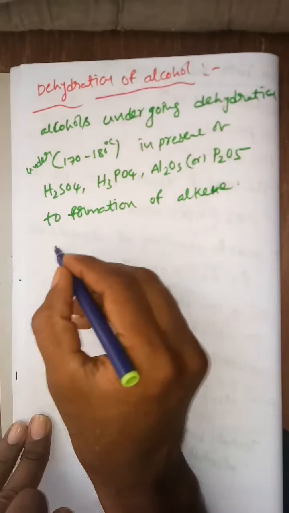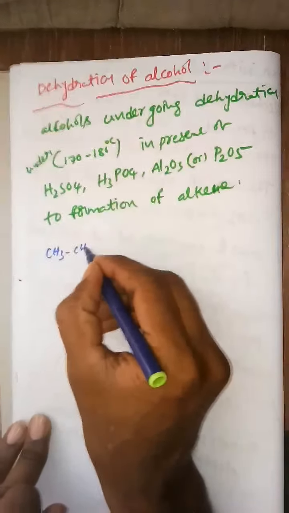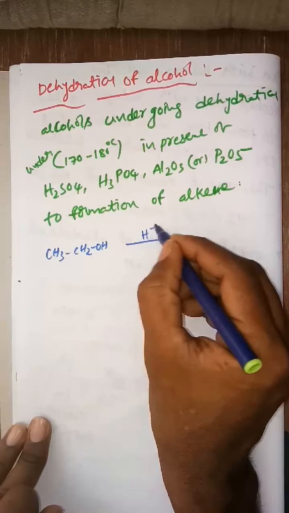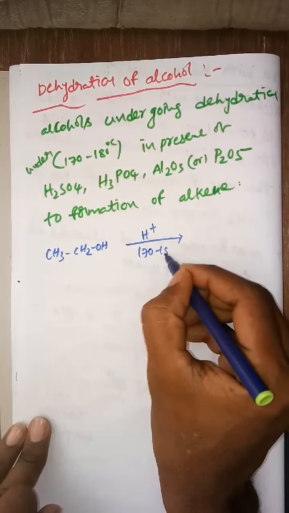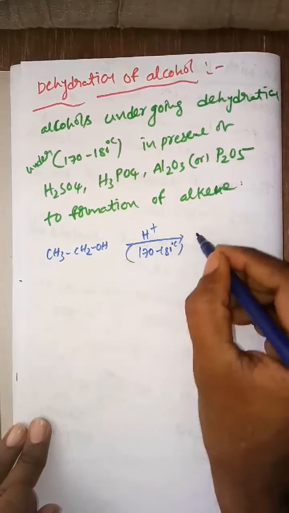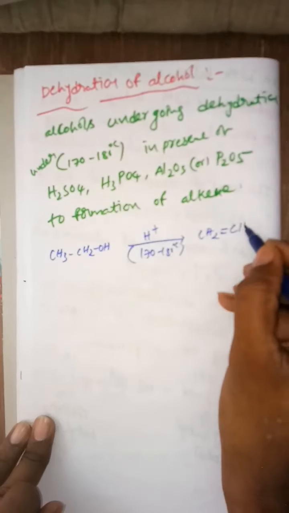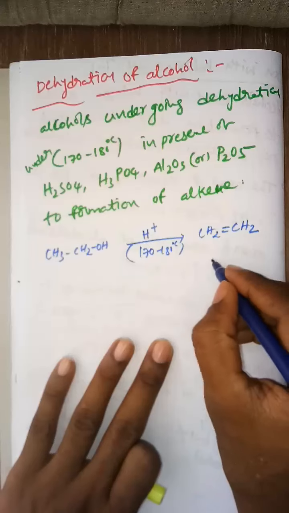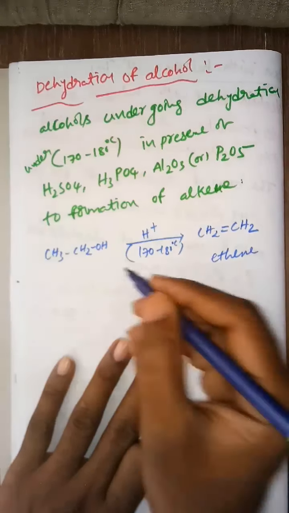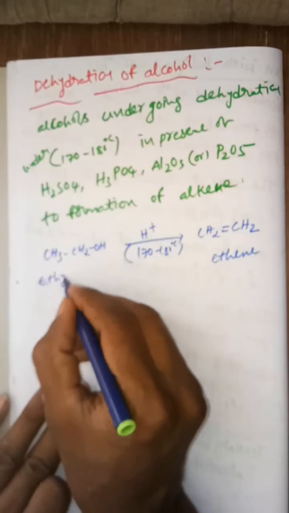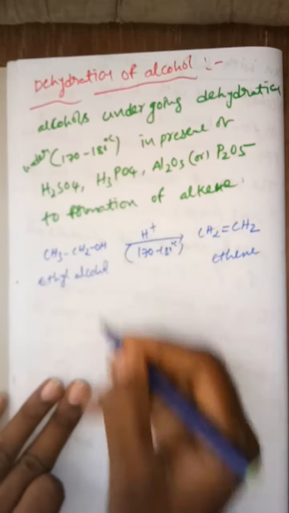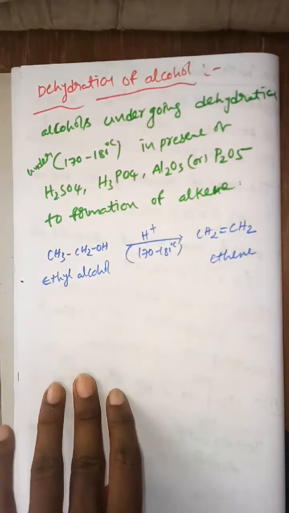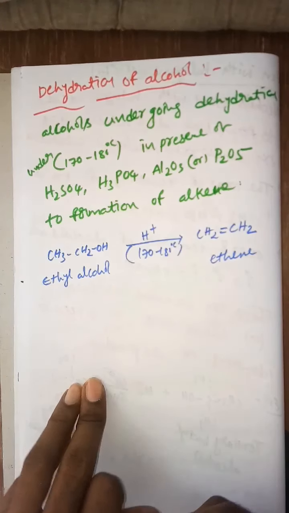CH3CH2OH in presence of acid at 170 to 180 degrees Celsius forms alkene. What is the name of this alkene? Ethene, from ethyl alcohol.